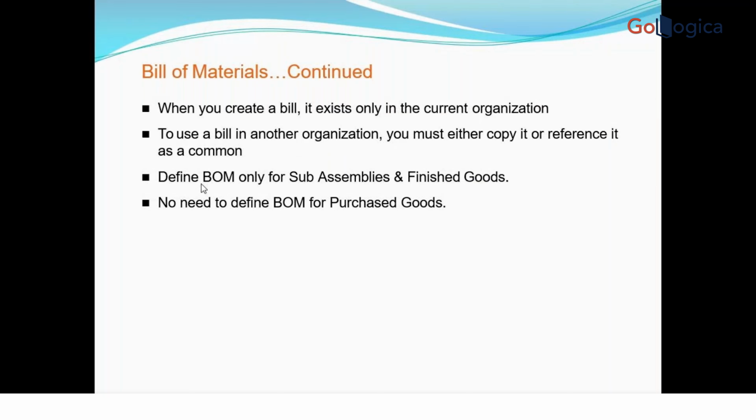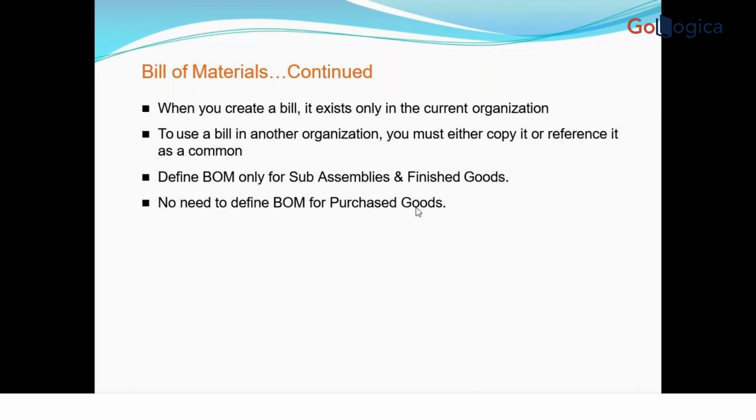So this is the meaning: when you create a bill, it exists only in the current organization. To use the bill in another, you must either copy it or reference it as a common. So we define BOM only for sub-assemblies and finished goods. For purchased goods like PTO items, we'll never define the BOM. Only for the sub-assemblies or the finished goods.